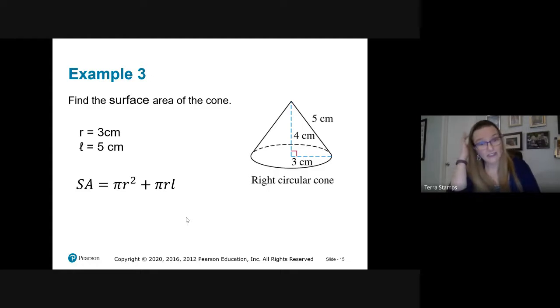All right, let's find the surface area of the cone. The radius is 3. The slant height is 5, not the height. The slant height is 5. So using my formula for surface area, I'm choosing this formula, the pi r squared plus pi r l. I'm picking that formula to use because I was given L.